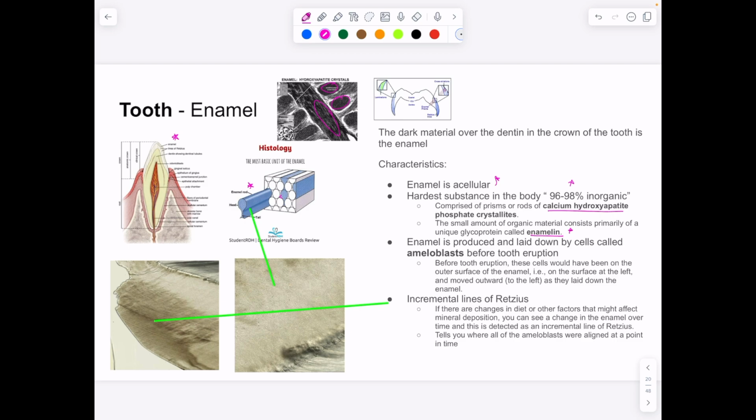The enamel is produced by cells called ameloblasts before tooth eruption. So they would be on the outer surface of the enamel, and then they die off as the tooth erupts. Okay, and so in our histo lab itself, you can see the enamel here, and it's always going to be perpendicular to these lines that you can see, and these lines are called the lines of Retzius. Basically, this tells you how the ameloblasts were aligned at a particular point in time, and then if you were to zoom in, you can see our actual enamel crystals, the calcium hydroxyapatite phosphate crystallites, which are in the shape of these enamel rods that fit together. Okay, so not too bad.